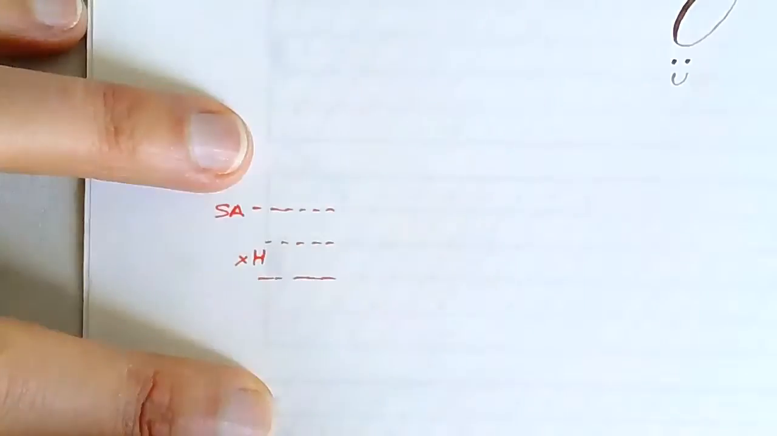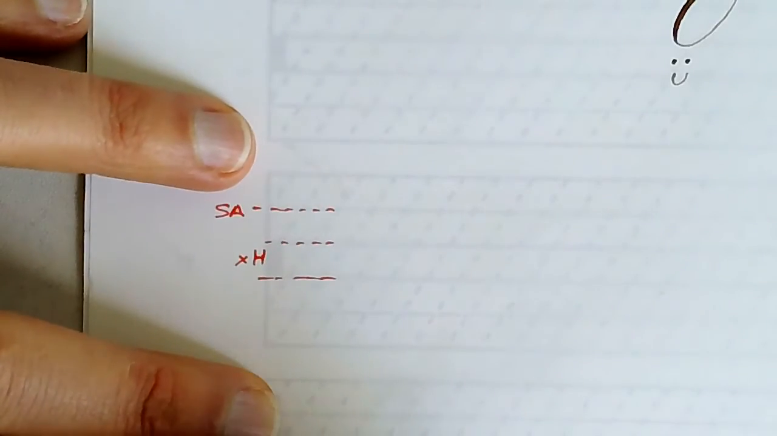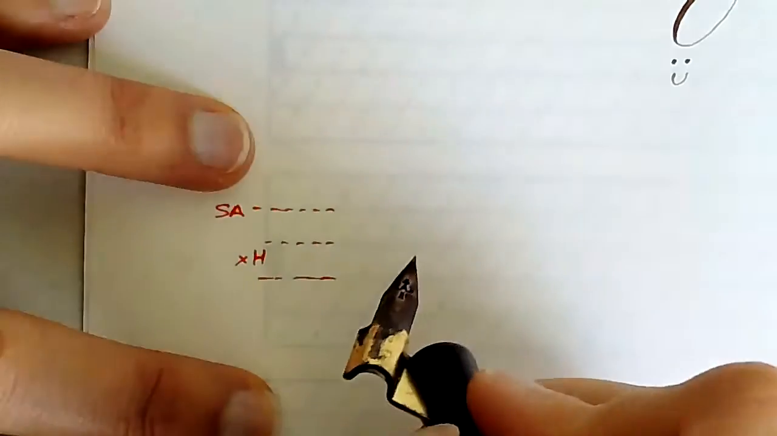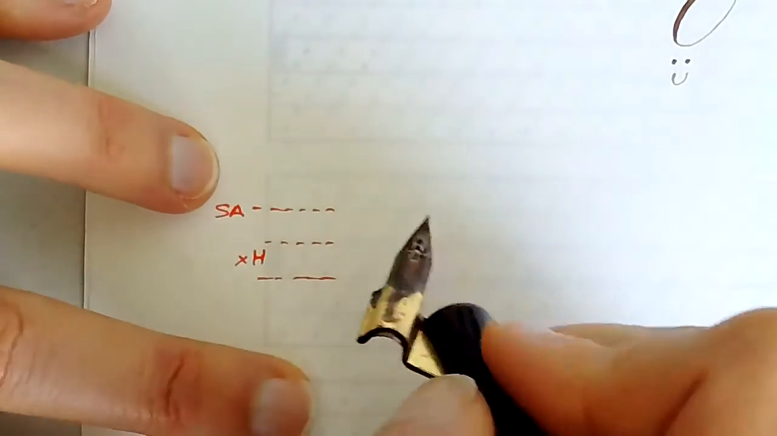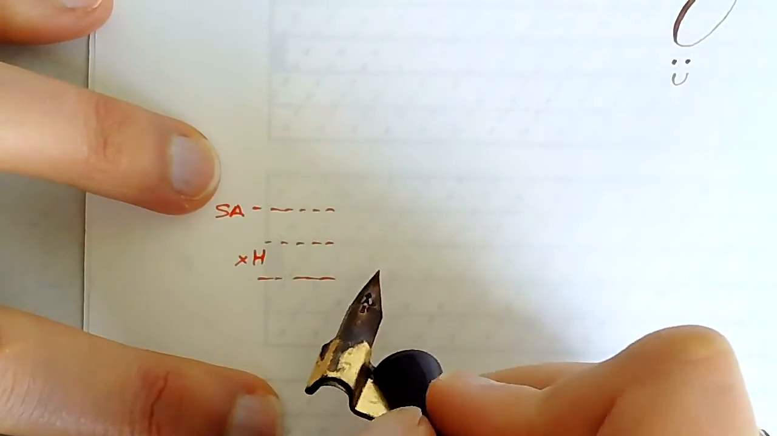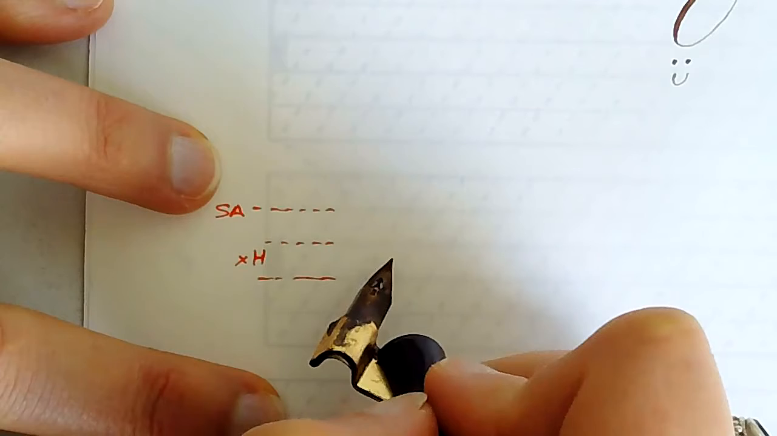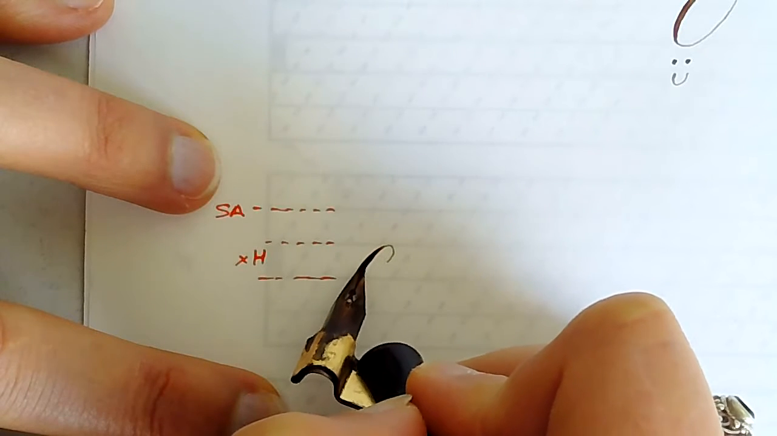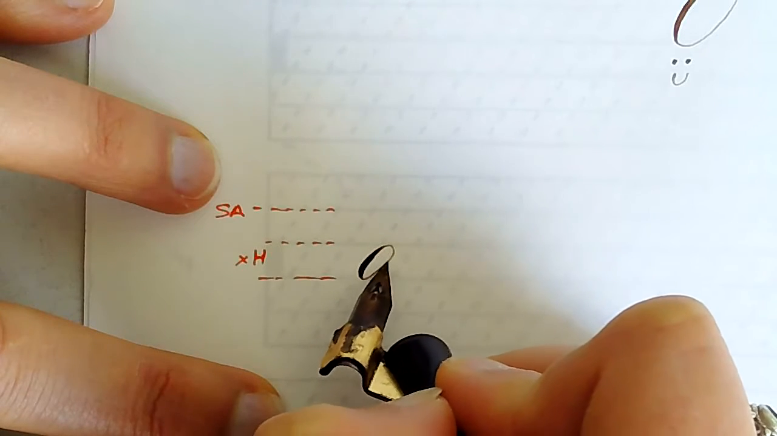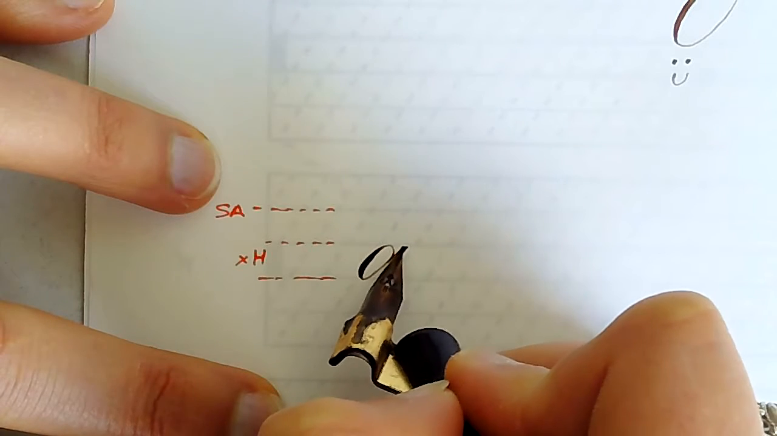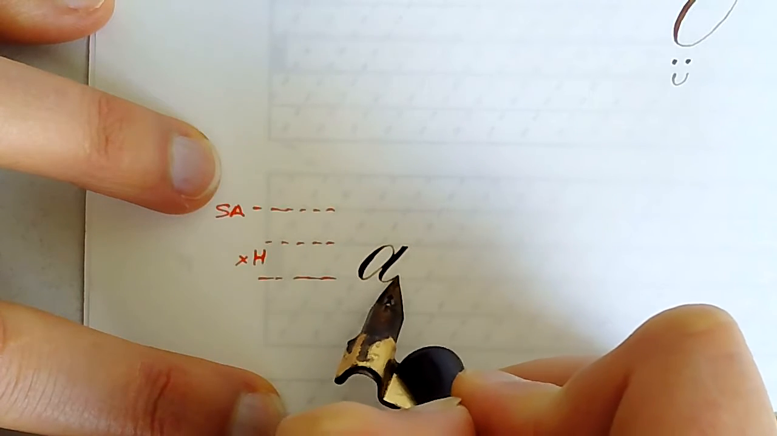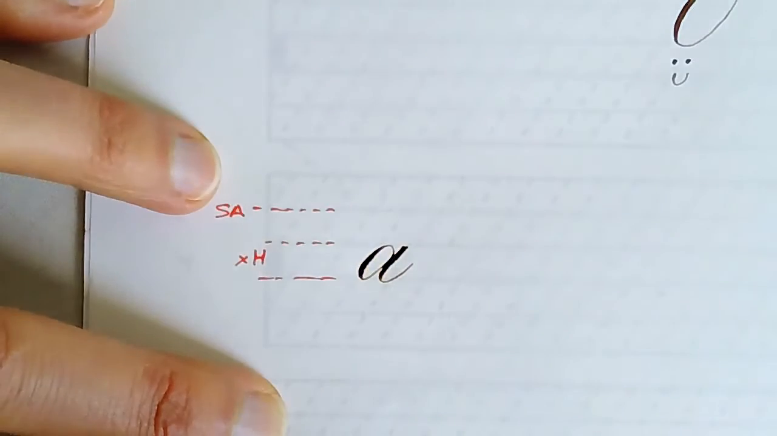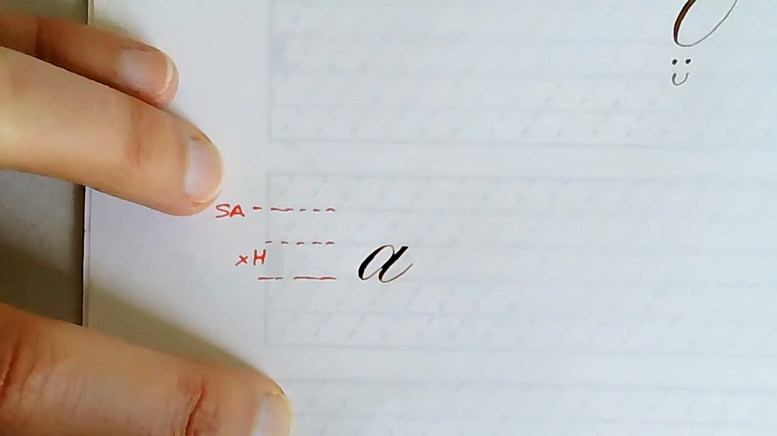All right, so as I mentioned before, you can use different types of ductus. I'm going to use the 2 o'clock one. So I'm starting at 2 o'clock and I'm going up and around, push and release, and straight down, exit.